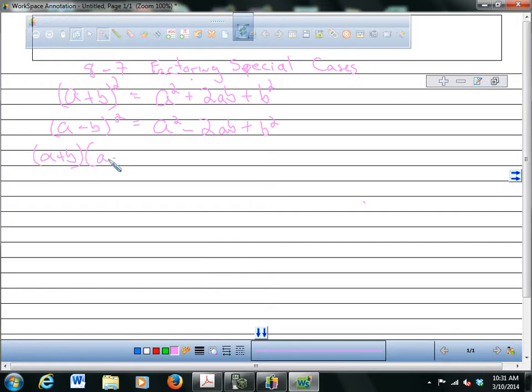Does anyone know what that's equal to? What's that equal to? A squared minus b squared. And so we already learned these rules. Now what we're going to do is try to factor trinomials and binomials that look like this.